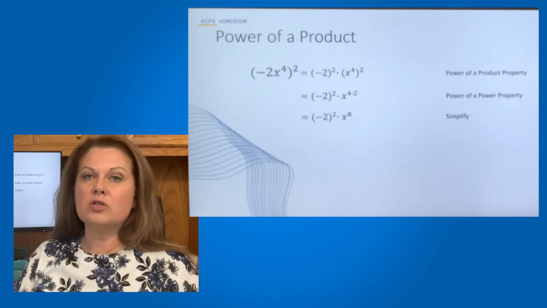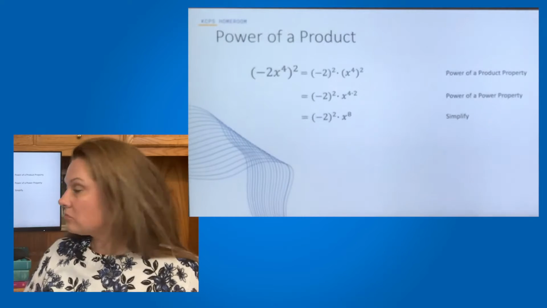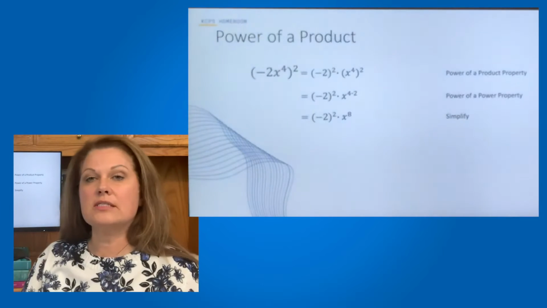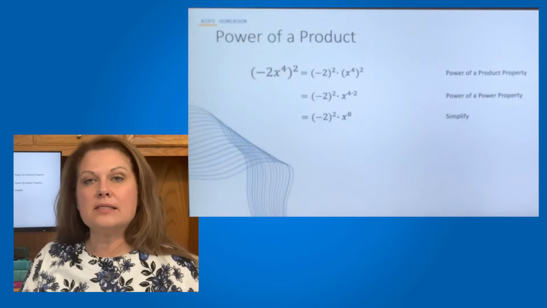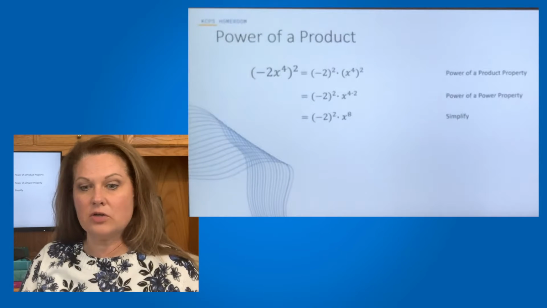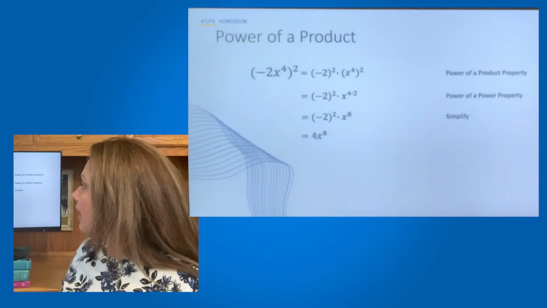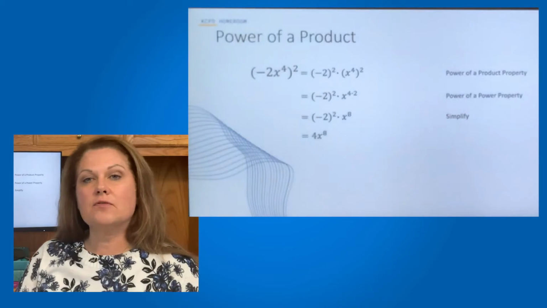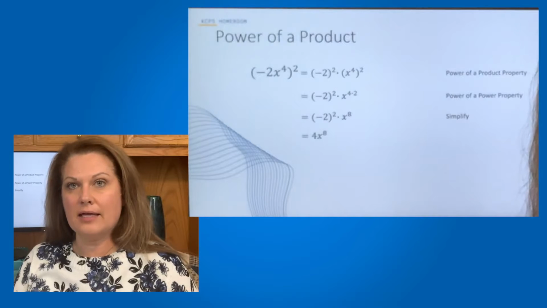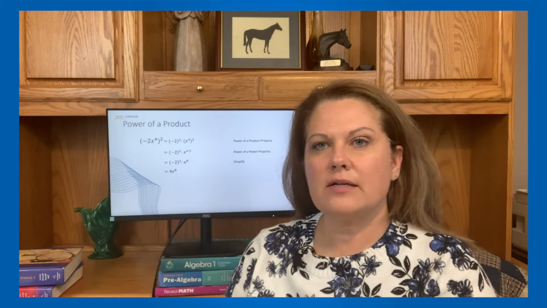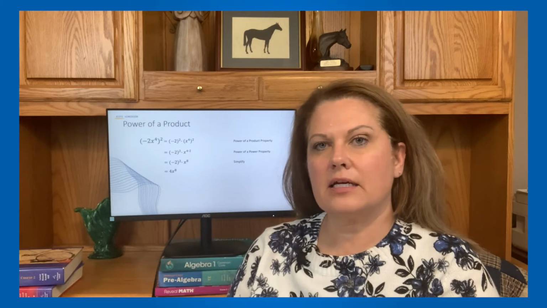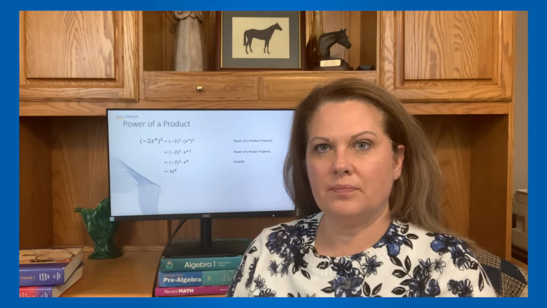I'm now ready to work with my negative 2. My negative 2 is to the second power, so that means negative 2 times negative 2, that is equal to 4. So my final simplified form is 4x to the 8th. That concludes our lesson for this week. I'd like to take a quick review with you.